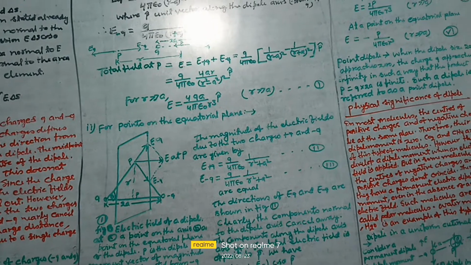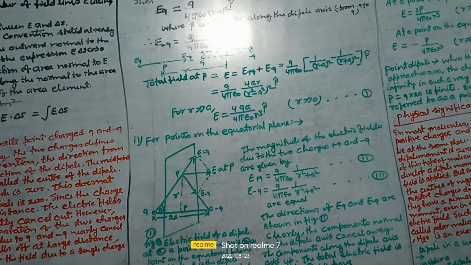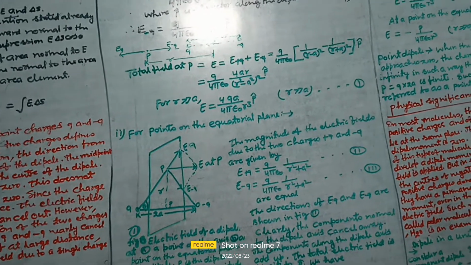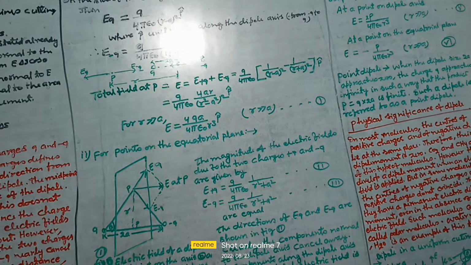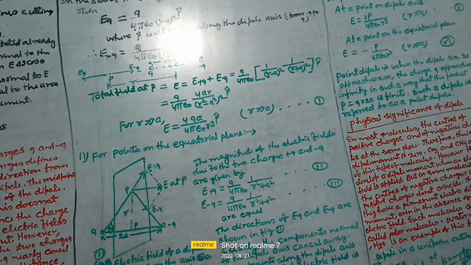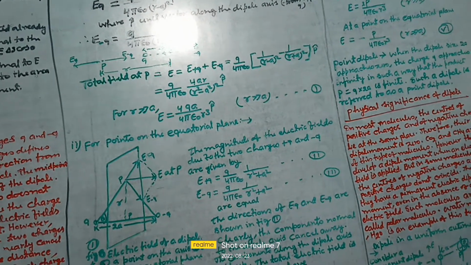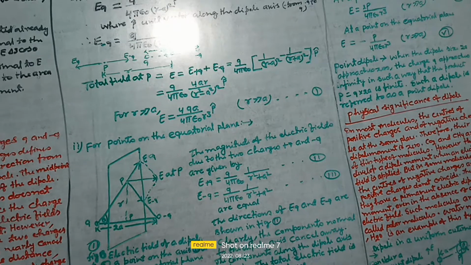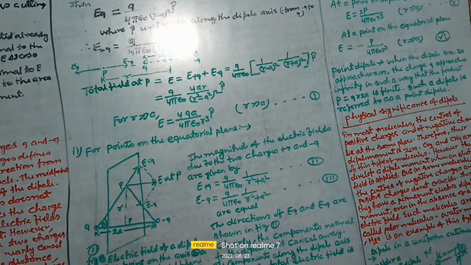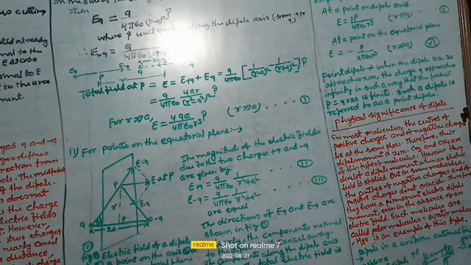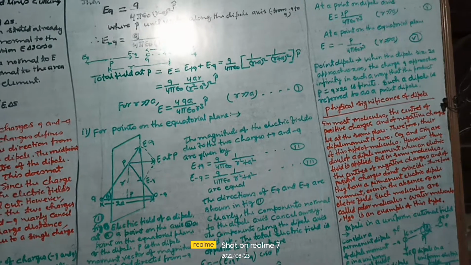Now, for points on the equatorial plane, as shown in the figure. The magnitudes of the electric fields due to the two charges plus q and minus q are given by E plus q equals q by 4 pi epsilon naught 1 over r square plus a square, and E minus q equals q by 4 pi epsilon naught 1 over r square plus a square, and are equal. The directions of E plus q and E minus q are shown in figure 2.